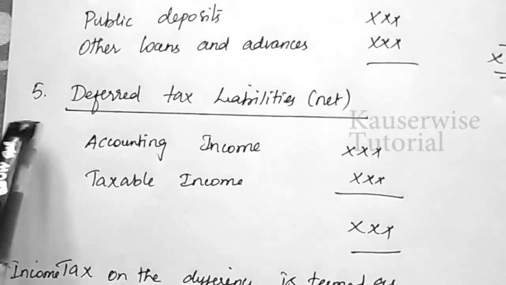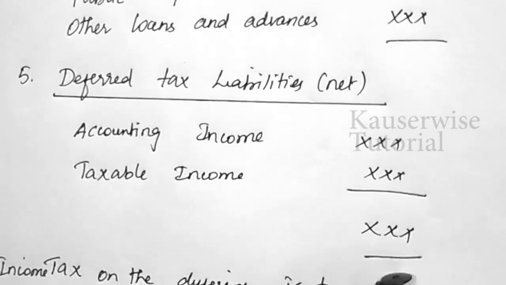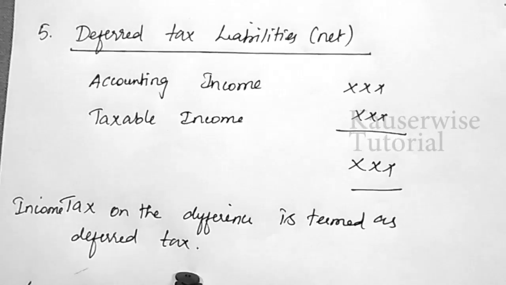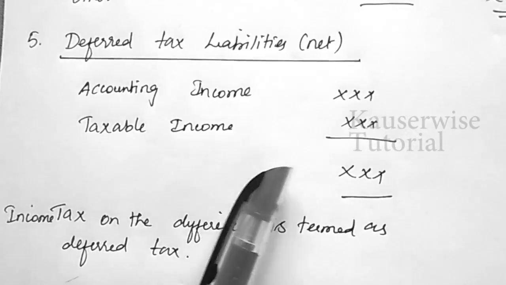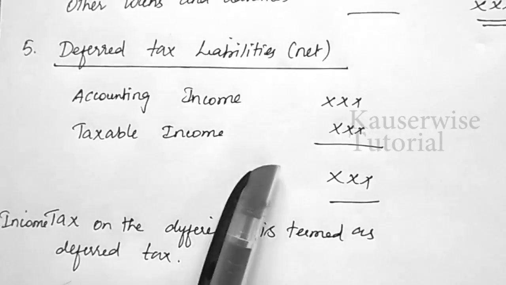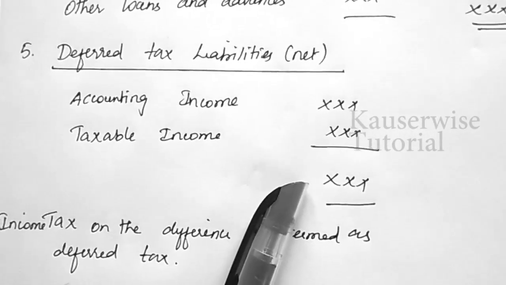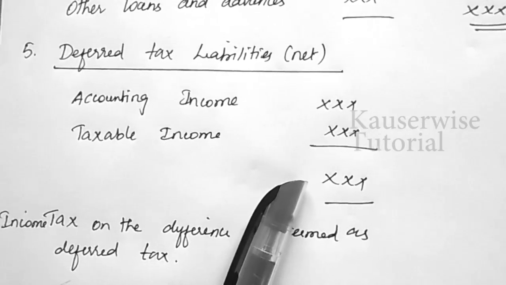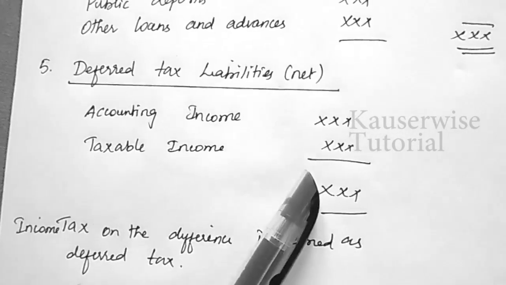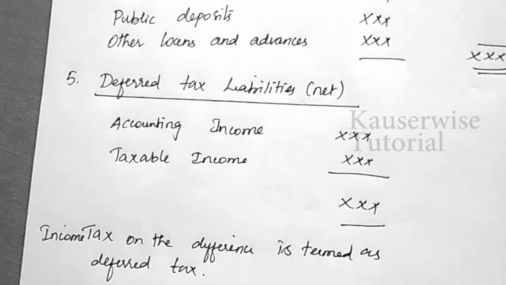Next one is working note number 5, deferred tax liability. Every year, accounting income is compared with the taxable income. If you find any difference, you need to calculate income tax on the difference, which is termed deferred tax. If the accounting income is greater than the taxable income, you will get a deferred tax liability. If the taxable income is greater than the accounting income, the difference will be called a deferred tax asset. Whether it is a deferred tax liability or a deferred tax asset, both are book entries only.